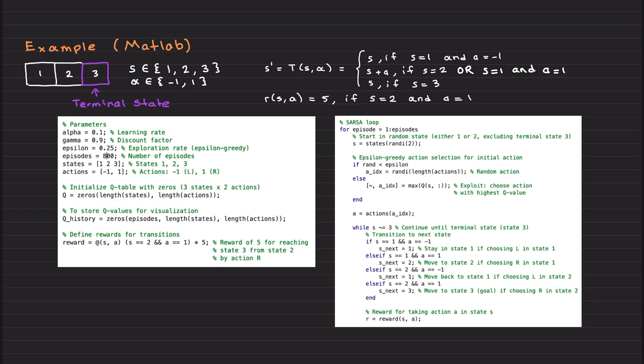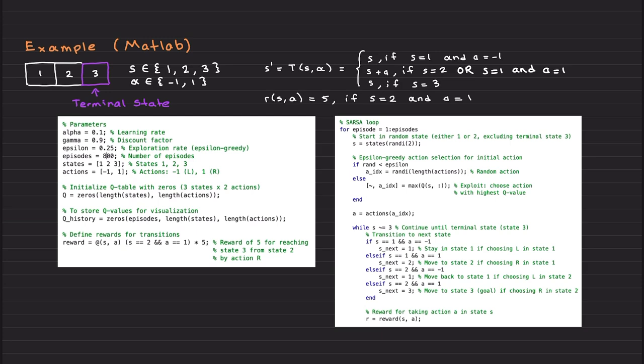Otherwise, if we are on state 2 and the agent takes action -1, then S prime becomes 1, and the robot will be at state 1. If it is +1, the agent basically reaches the terminal state. In this case, it receives a reward of 5, or in this case, the agent moves as well.